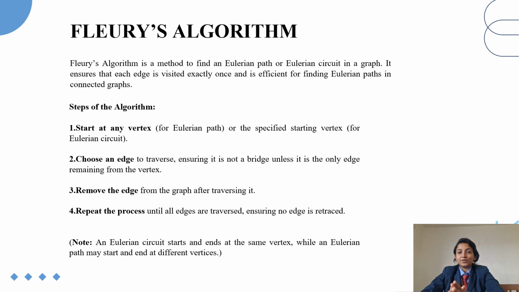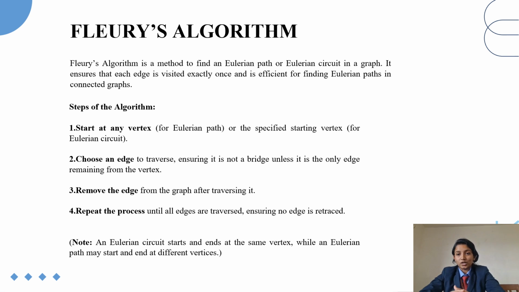One way is Fleury's algorithm. Imagine you are walking along the edges of a graph. You must make sure that you never cross a bridge that, if removed, would disconnect the graph, unless there is no other choice. By following this rule, you will successfully find an Euler path if that exists. Fleury's algorithm provides us with a step-by-step method to find an Euler path or Euler circuit in a graph.